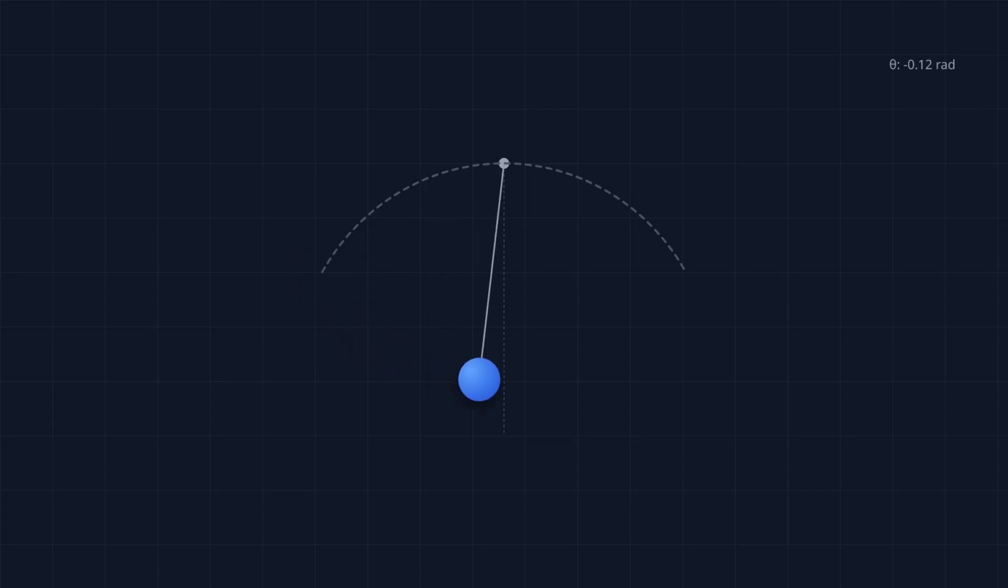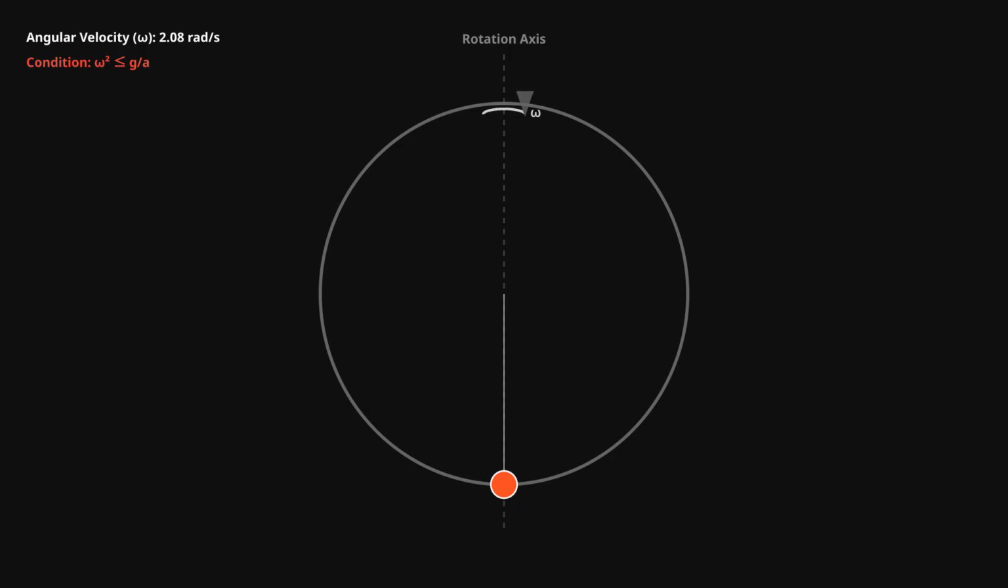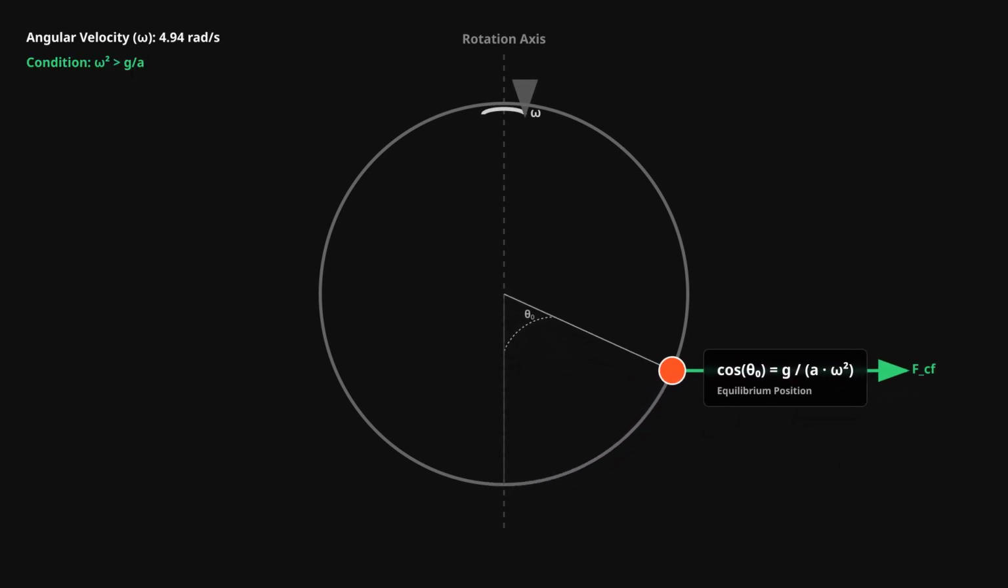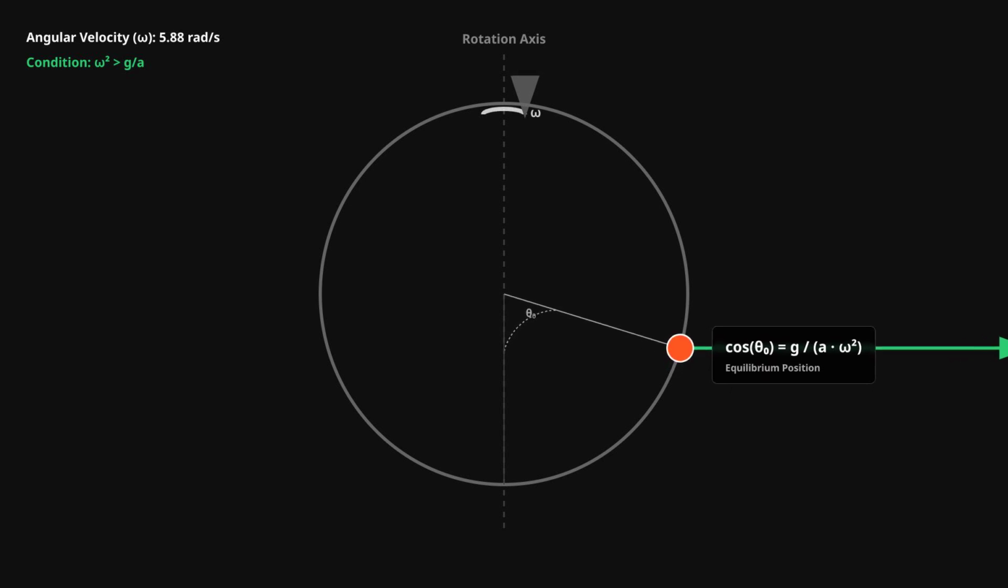The first solution, sine theta equals zero, points to the bottom of the hoop. At low speeds, gravity dominates, and the bead is pulled back to this point if disturbed. However, if the hoop rotates faster than a critical speed, the bottom becomes unstable. A new equilibrium emerges where the centrifugal force and gravity perfectly balance at a non-zero angle.